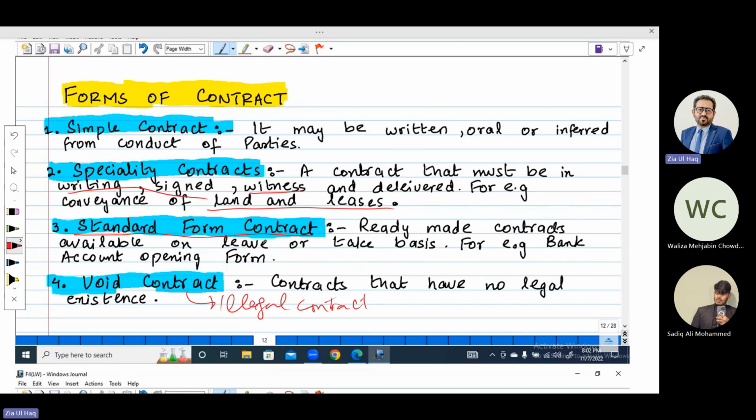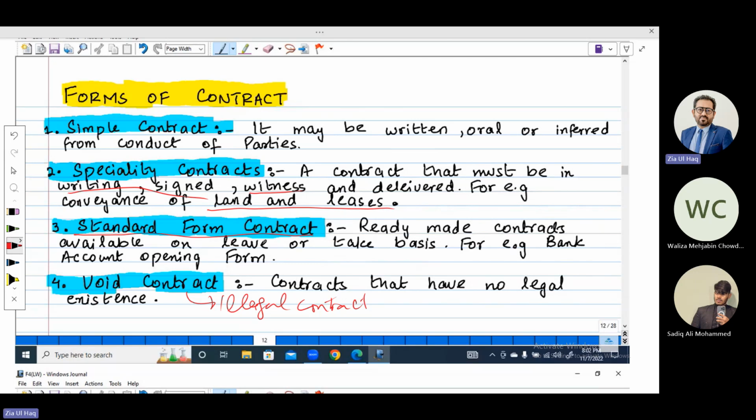Like in certain Islamic countries, alcohol is prohibited. And if you are entering into a contract for alcohol, that will be void, meaning an illegal contract in that country. It's a contract that has no legal existence because that product is prohibited. You cannot trade in that illegal product. So a contract of illegal products is called a void contract, meaning illegal. It means you cannot sue the other party if they breach the contract.